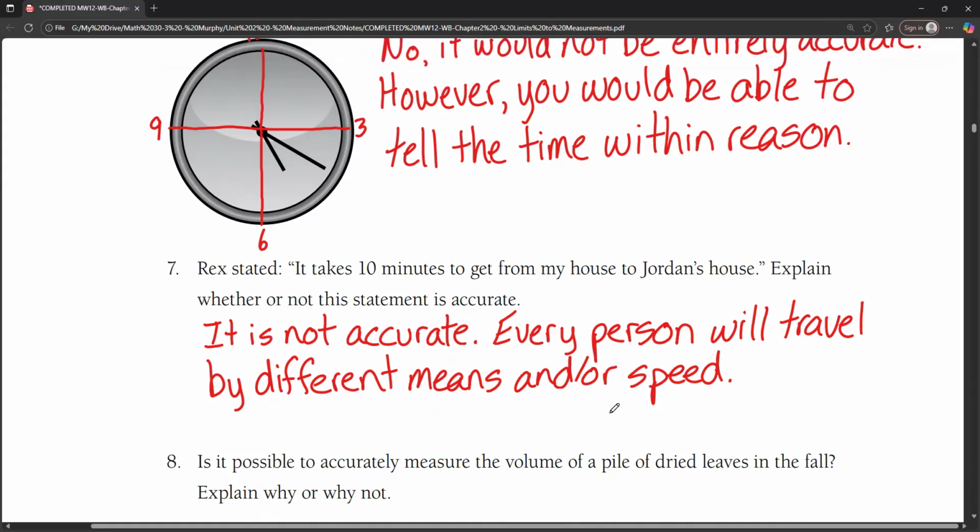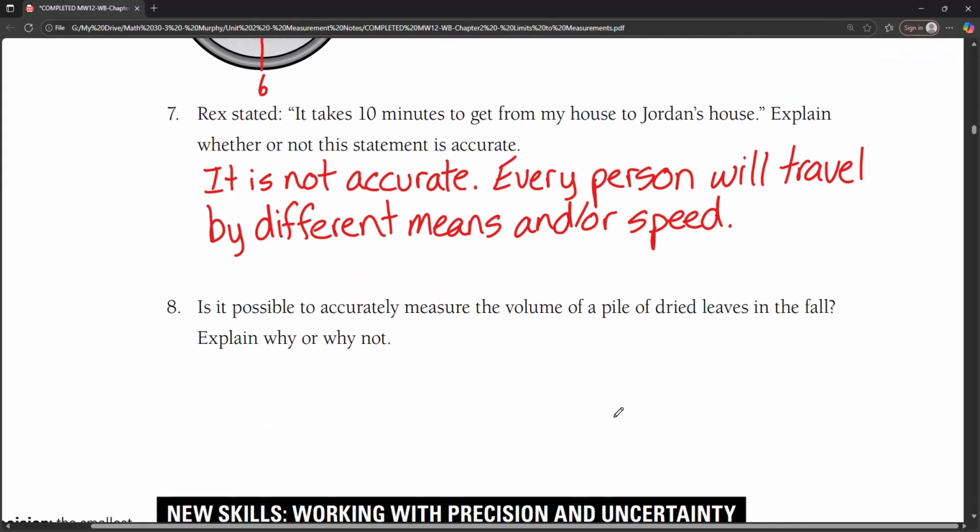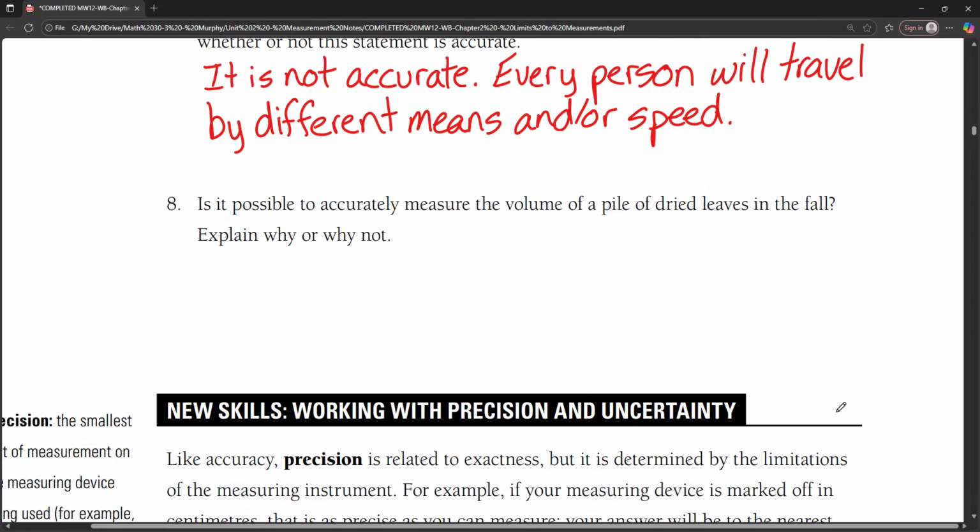8. Is it possible to accurately measure the volume of a pile of dried leaves in the fall? Explain why or why not. I think this is probably the easiest one on here. There are tons of reasons why no.